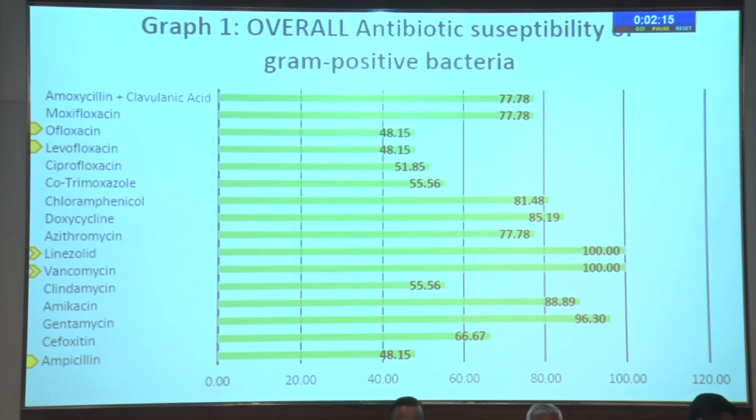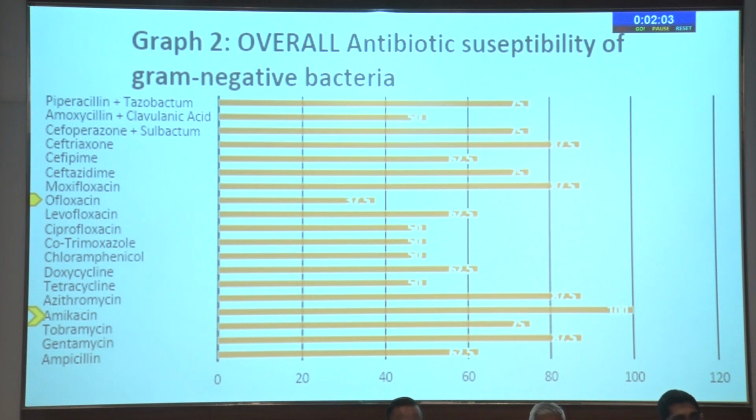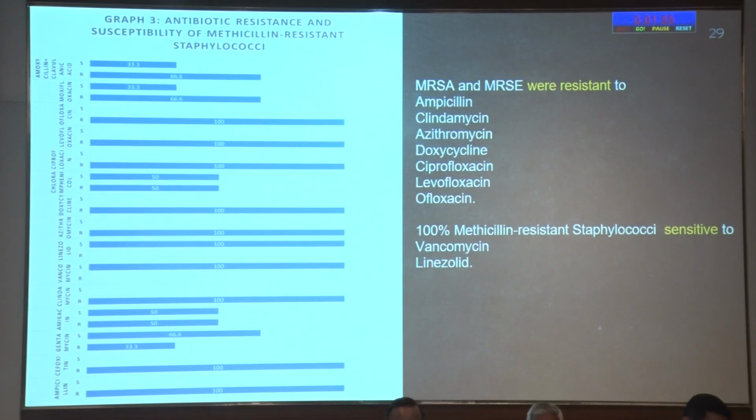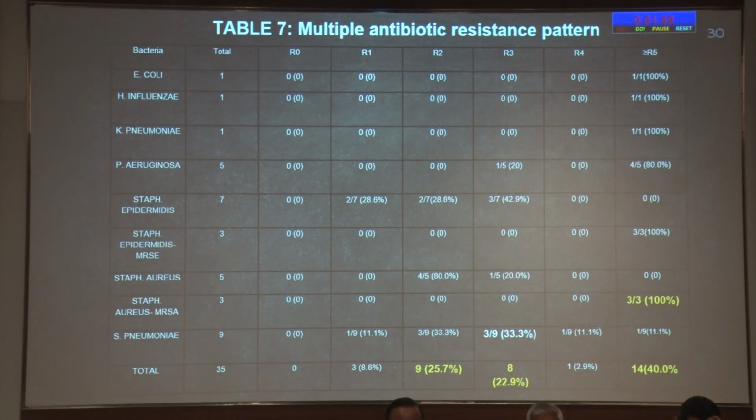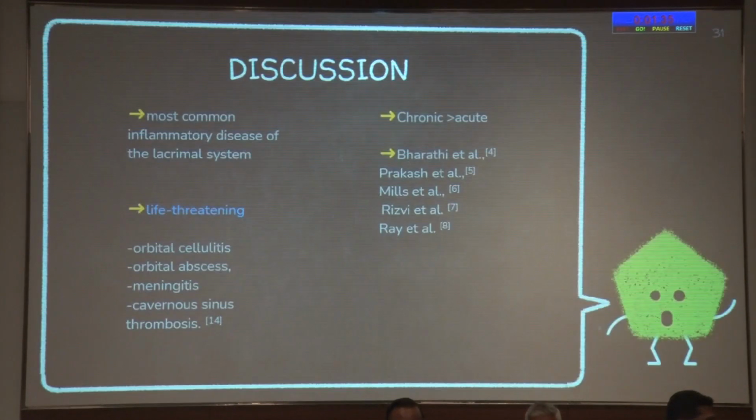It was seen that linezolid and vancomycin had a 100% sensitivity rate, whereas ofloxacin, levofloxacin, and ampicillin had the least, only 48.15%. For the gram-negative bacteria, amikacin had a 100% sensitivity rate and ofloxacin had 37.5%. For the methicillin-resistant, it was only vancomycin and linezolid that were 100% sensitive. So we can see R0 represents resistance to no drug, that is zero resistance. So none of the following organisms had complete sensitivity, and around 40% had resistance to more than 5 drugs.